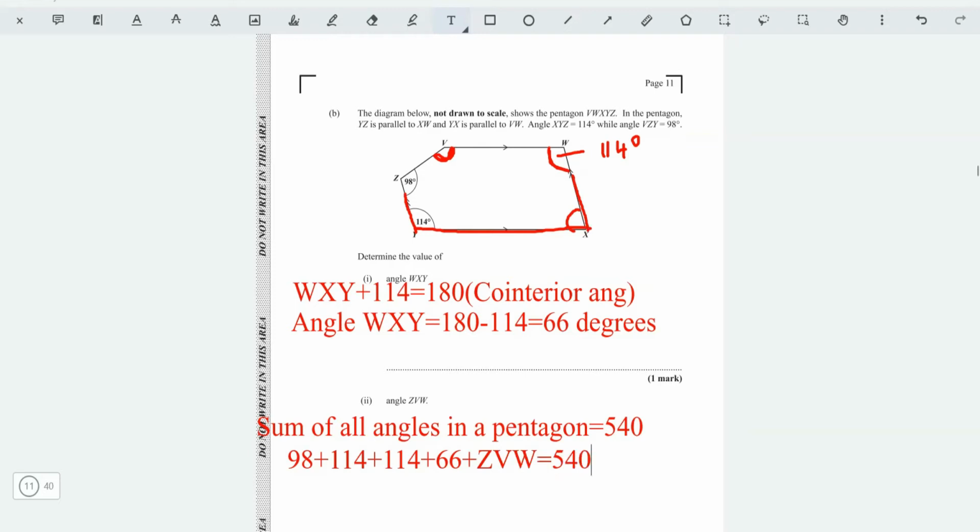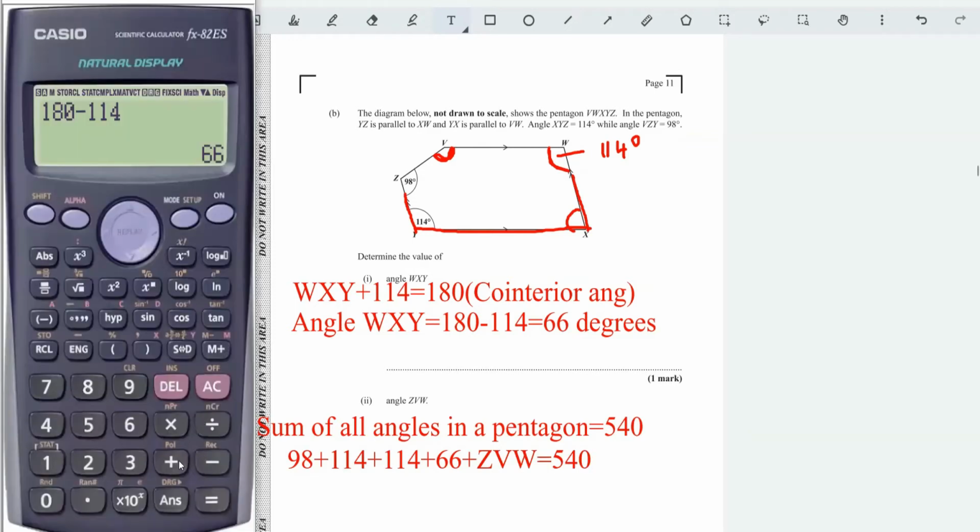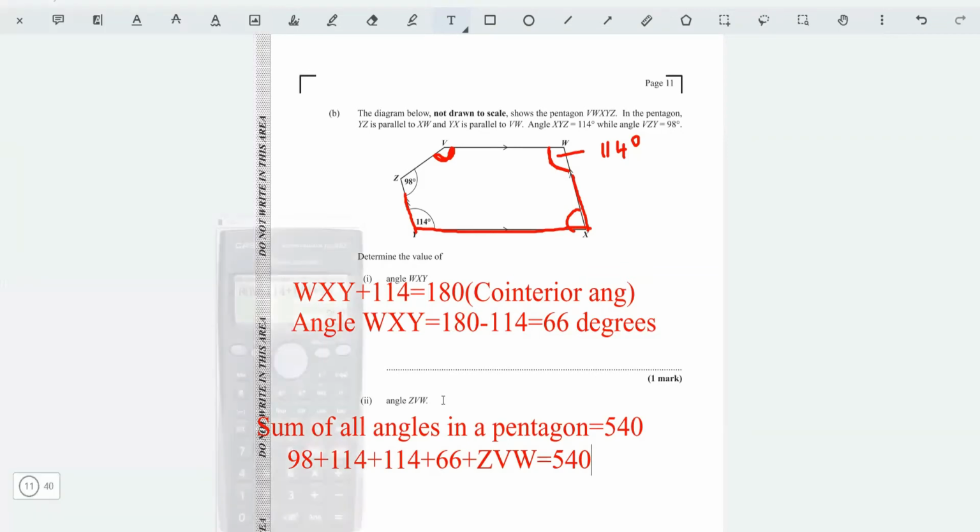I'm going to add up everything on the left-hand side in my calculator. 66 plus 114 plus 114 plus 98. I add them up, I get 392. So what I'm saying then is 392 plus the angle we want, which is ZVW, is equal to 540.